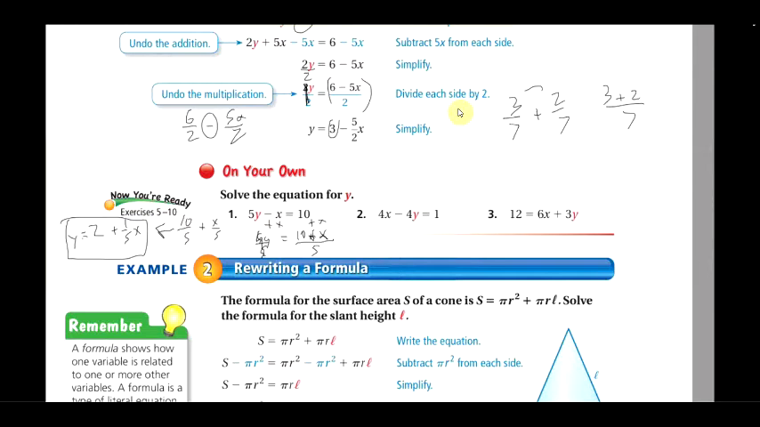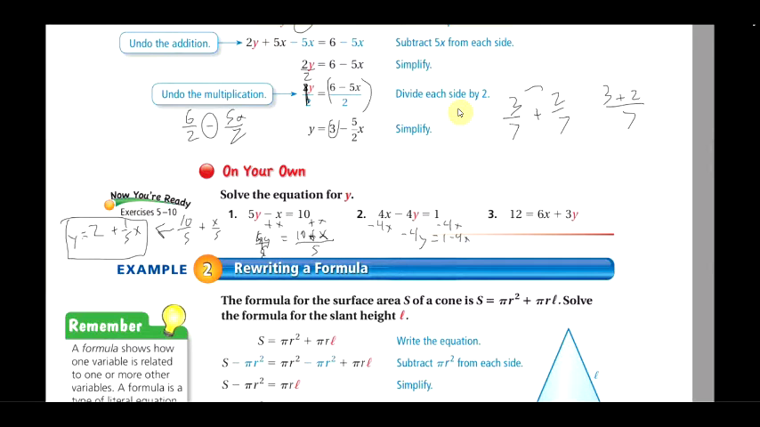For number 2, we need to move 4x, the opposite of 4x, and how it's related to y is it's being added or subtracted. So we do the opposite. It'll be minus 4x, minus 4x. So we get a negative 4y equals 1 minus 4x on this side.